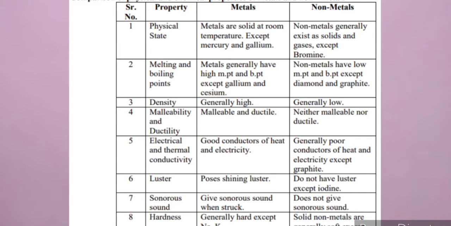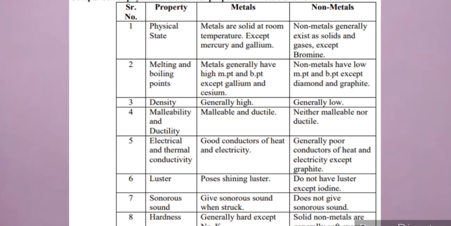Conductivity is the conduction of heat and electricity. Metals are good conductors of heat and electricity, whereas non-metals are bad conductors of heat and electricity. Next we have melting and boiling points. Metals generally have high melting and boiling points. The exception is sodium and potassium, which burn at room temperature. If they are taken out in the open air, they start burning. But generally metals have high melting and boiling points.